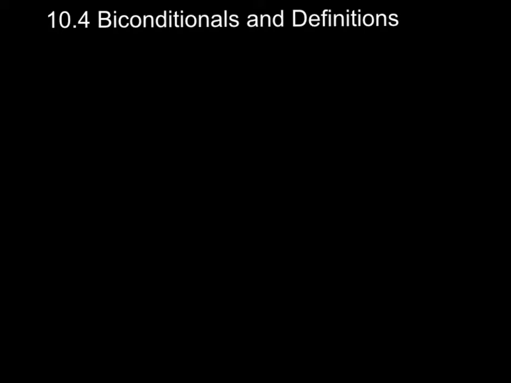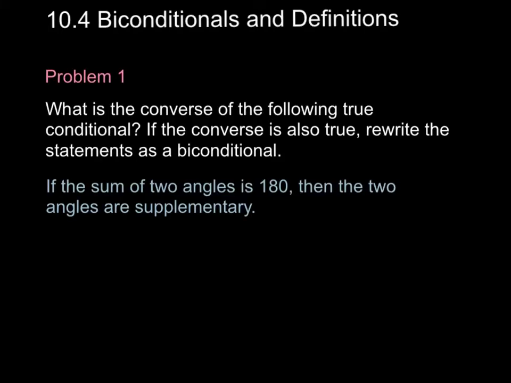You can write a biconditional by joining the two parts of each conditional with the phrase if and only if. So if and only if is a biconditional statement. Essential understanding. A definition is good if it can be written as a biconditional. So here is problem 1. What is the converse of the following true conditional? If the converse is also true, rewrite the statements as a biconditional.